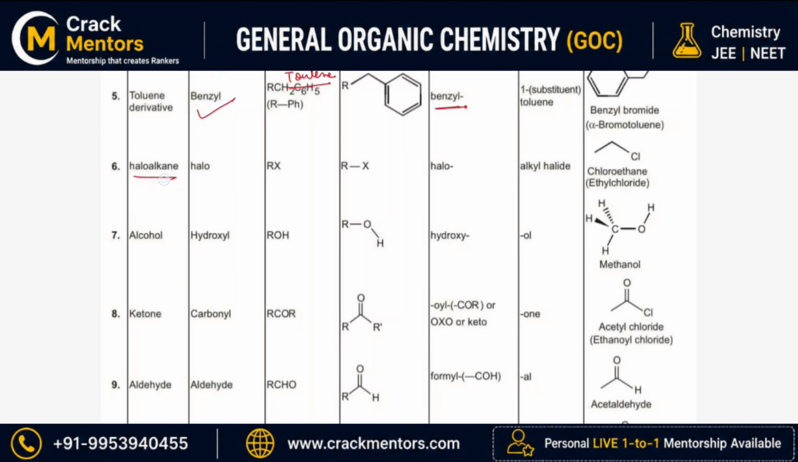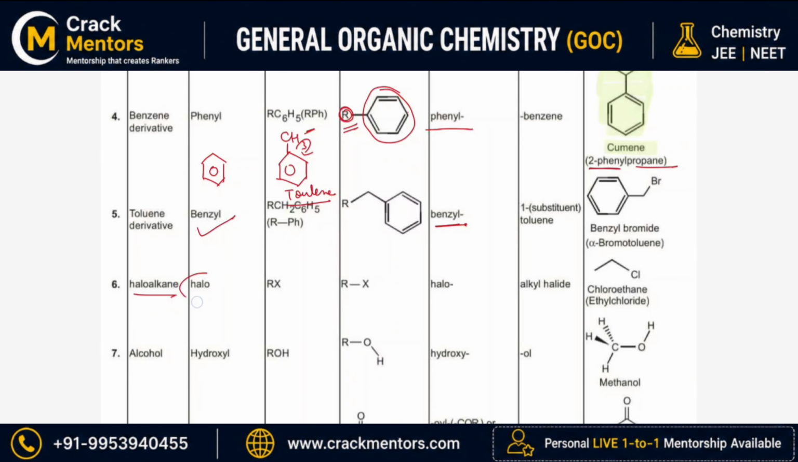Now comes the haloalkane, or you can say alkyl halide, which we were discussing when we were discussing the degree of alkyl halide, okay. So the group is called halo. The formula is RX. R here can be anything. It can be CH3X, X can be fluorine, bromine, iodine, whatever. Okay. So the prefix used here is halo and the suffix used is alkyl halide.